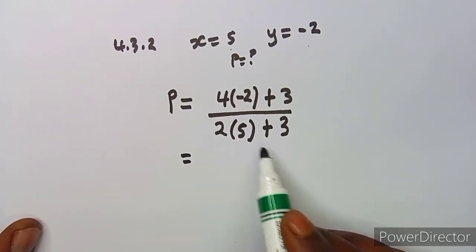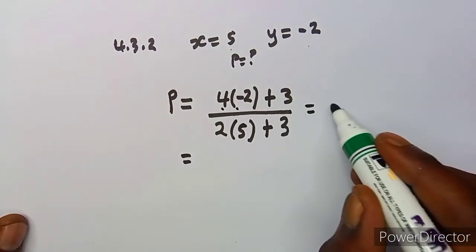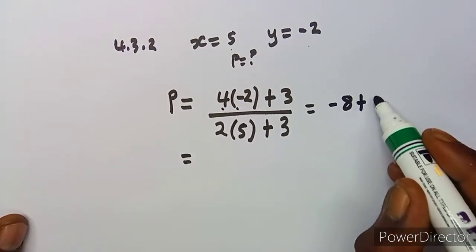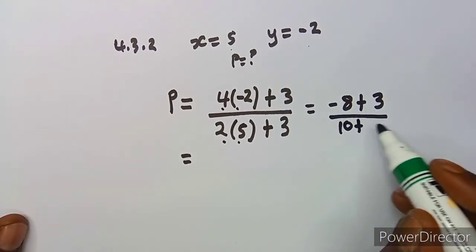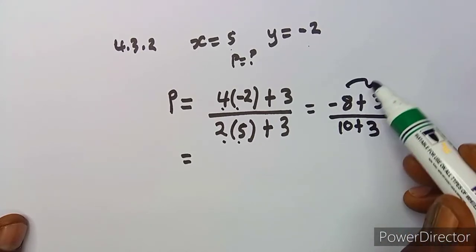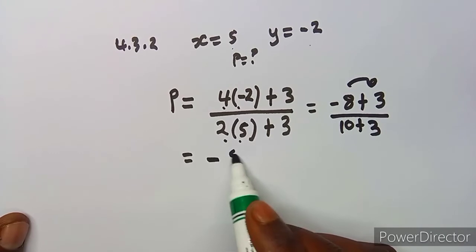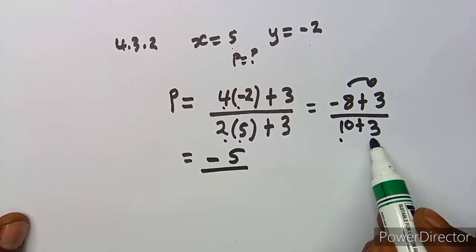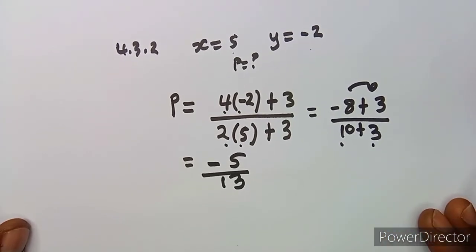So you can simplify this, or you can use your calculator at once. If you want to simplify stage by stage, we are going to obtain minus 8 plus 3 over 2 times 5, which is 10 plus 3. Minus 8 plus 3 from your calculator is negative 5, over 10 plus 3, which from your calculator is 13. Or you can just simplify this at once.